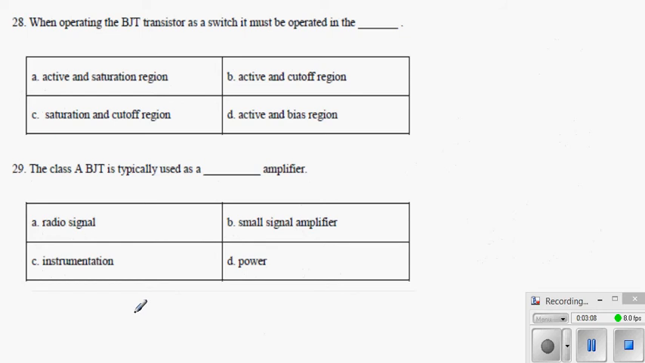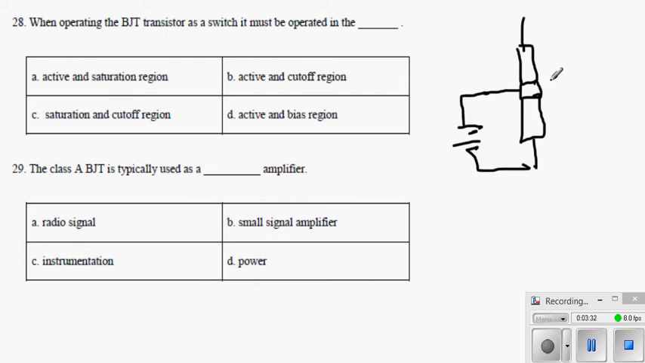All right, this is question number 28 and 29, talking once again about the BJT transistor. The operation of a BJT transistor depends on how you apply the voltages at the three terminals. So if you force a voltage between the P and the N, then that will be a forward bias.